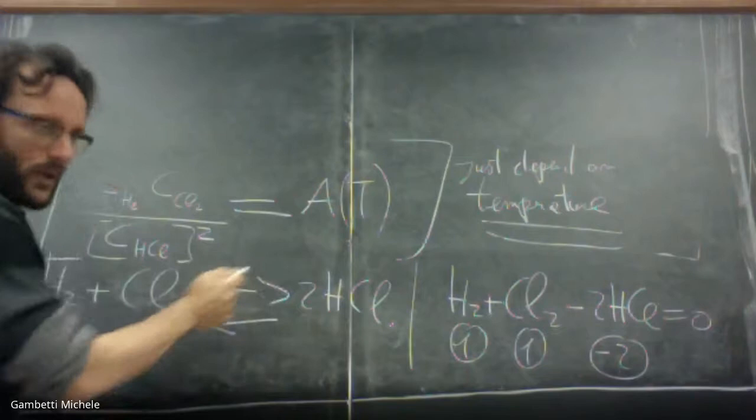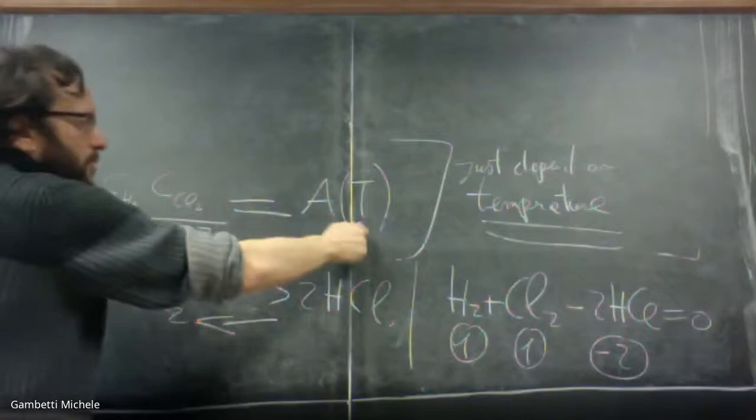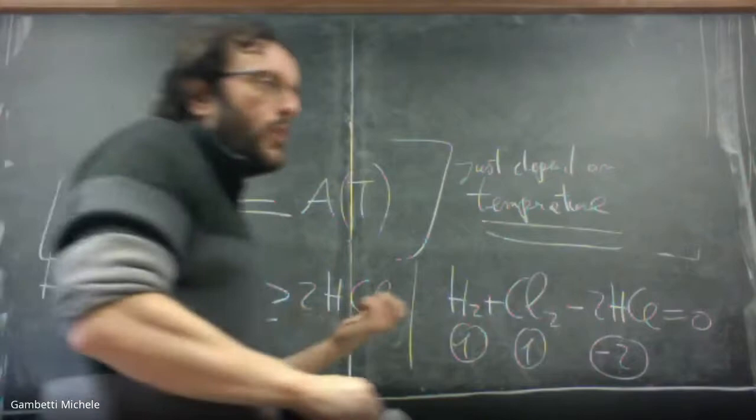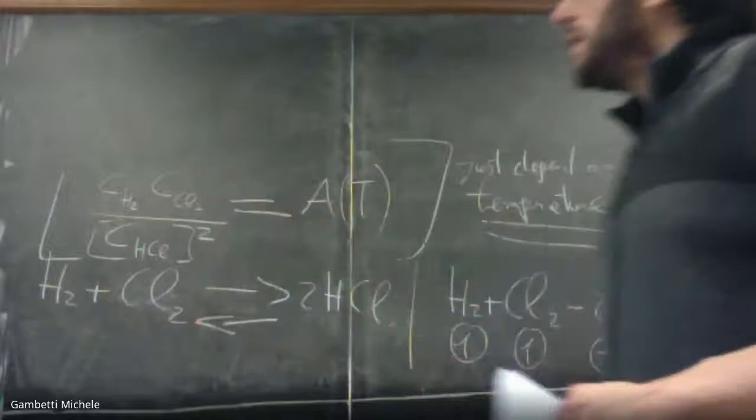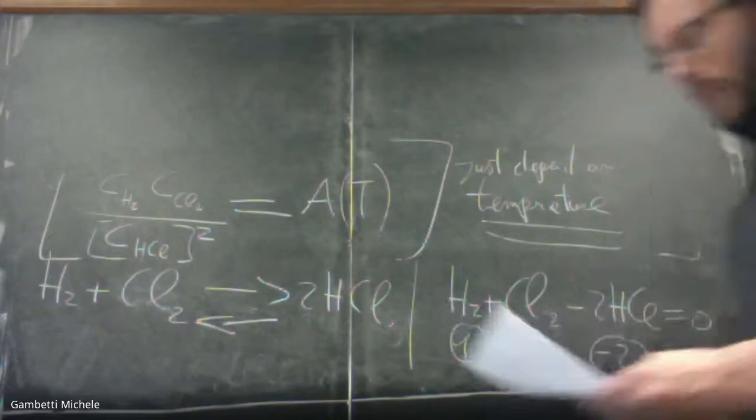So basically, this law tells me something very interesting. Once I fix the temperature, I can compute A, and I immediately know in which direction the system will move as far as the chemical reactions are concerned. It will move one way or the other, depending on my initial concentration. And another example is the following.